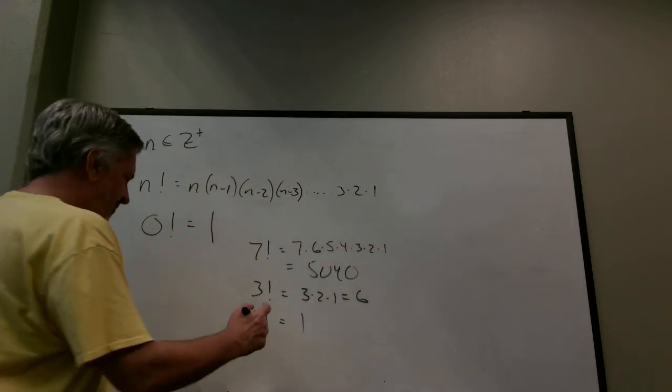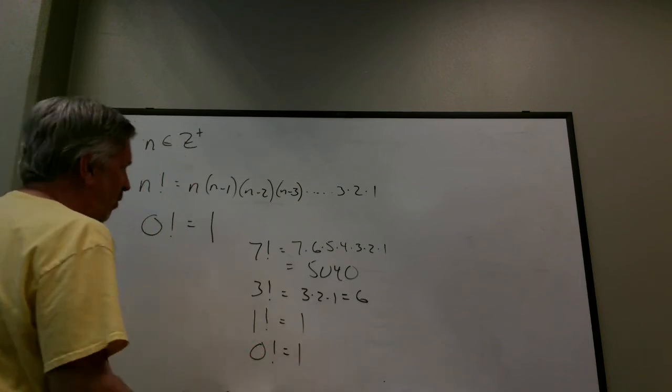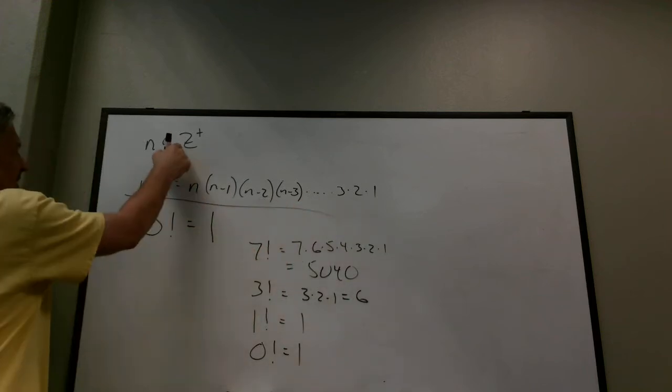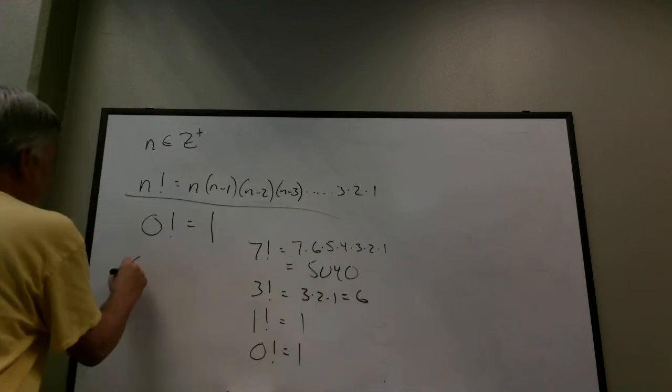And then I said 0 factorial, but I already said the definition of that is 1. Don't use this definition for 0 factorial. This was the definition for positive integers. What about negative 2 factorial?